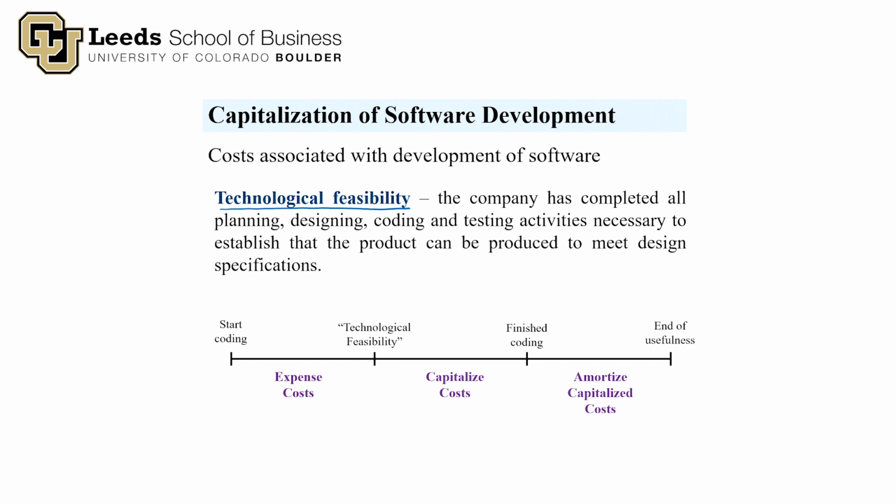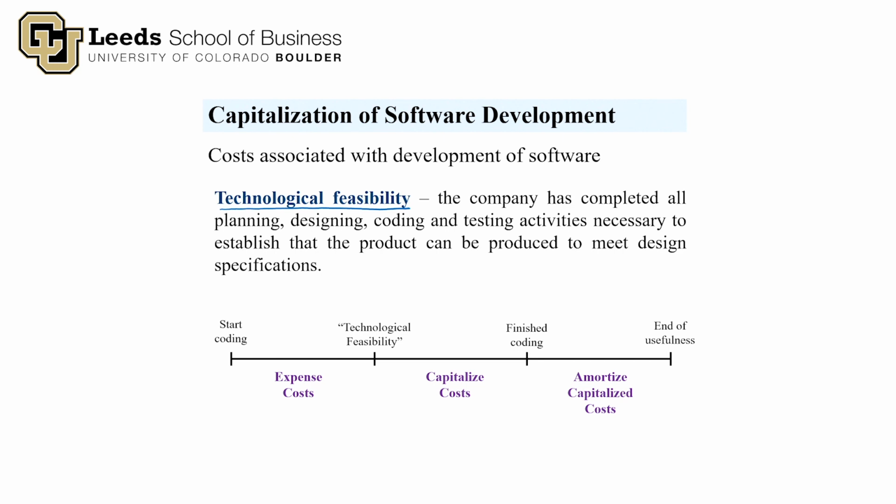And so what does technological feasibility mean? I don't really know because I'm an accountant, so let me just read you the definition of technological feasibility. The company has completed all planning, designing, coding, and testing activities necessary to establish that the product can be produced to meet design specifications. Okay, that's technological feasibility.